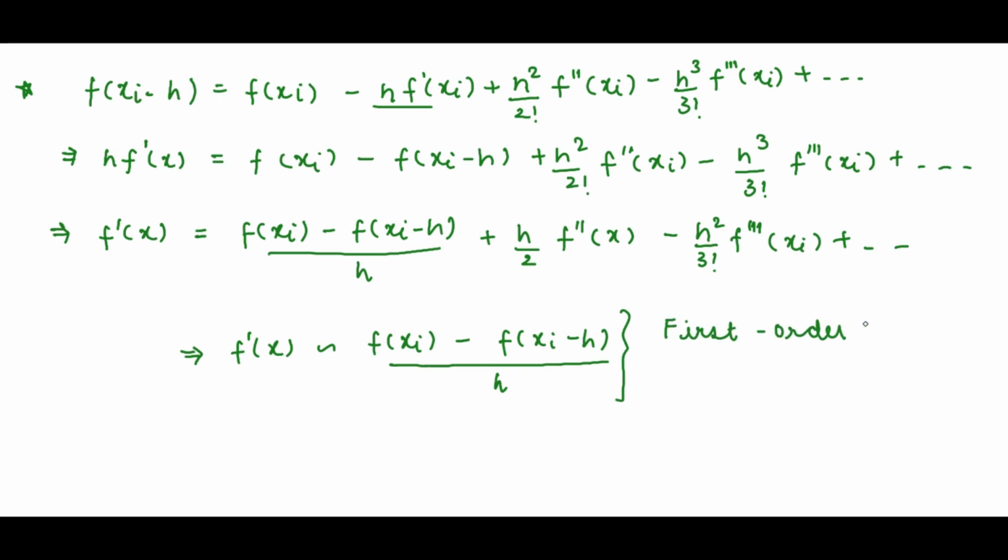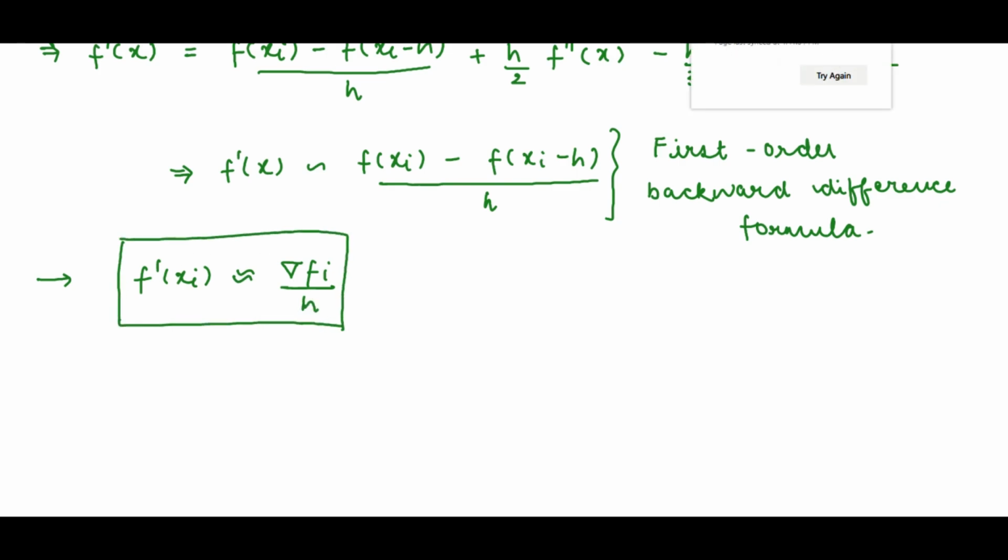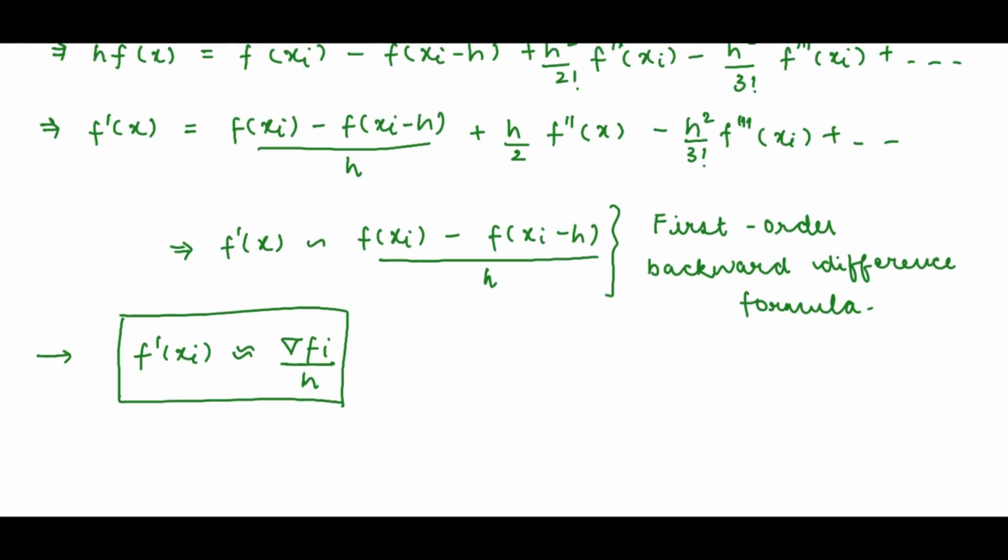We can also write the formula using the backward difference operator. Since nabla fi is fi minus f of i minus 1, we have f dash xi approximately equals nabla fi divided by h. This is one of the most important formulas in numerical differentiation. Now let's identify the truncation error. From our derivation, the first neglected term is h by 2 f double dash xi. Therefore, the truncation error is of order h, so the backward difference formula is first order accurate.